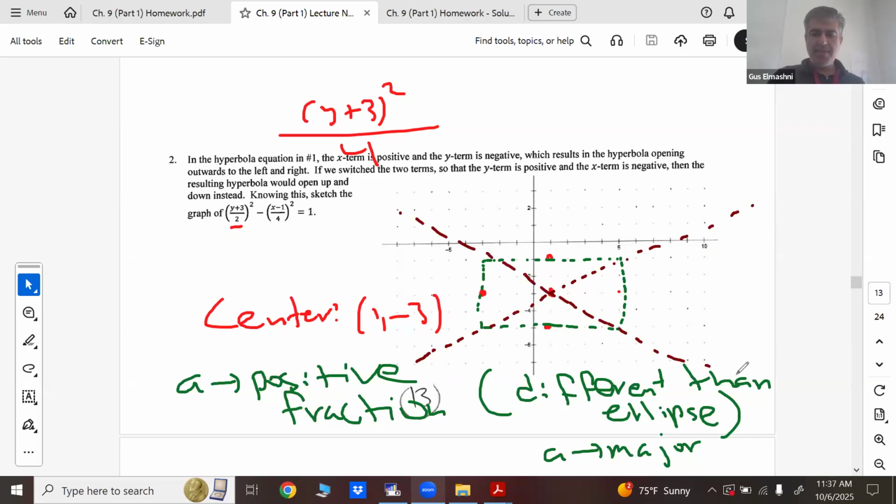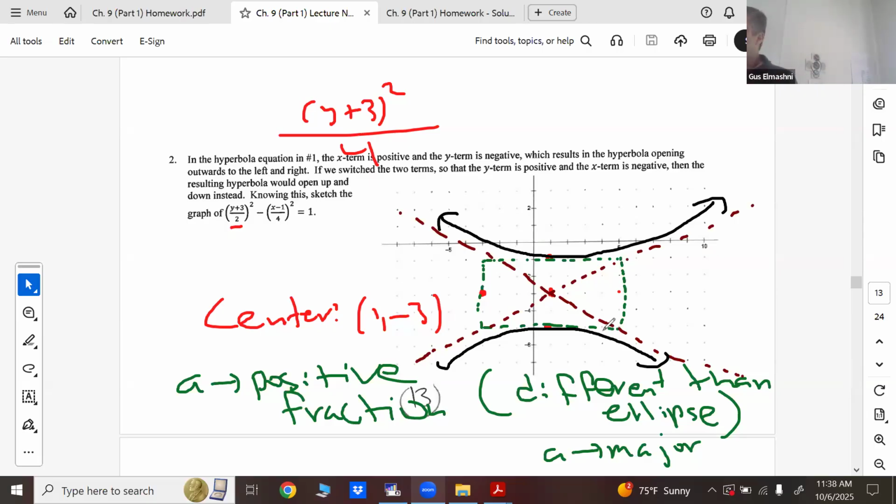But now you've got to do this up and down because y is positive. So y is positive, it's vertical. The fraction is positive. That fraction is negative, this is a minus in front of it.